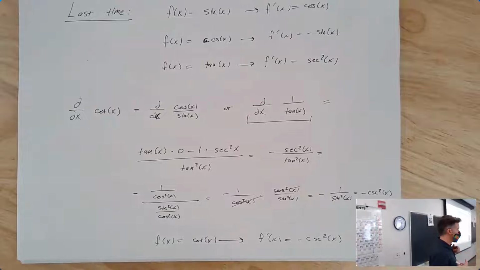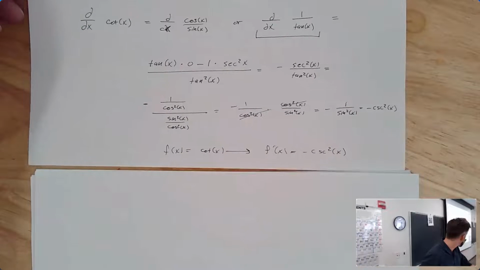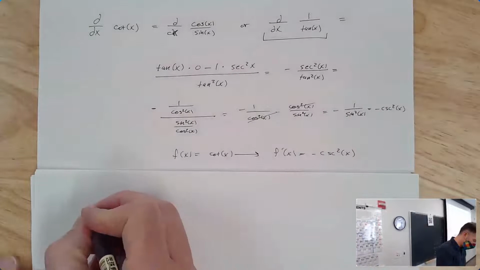We'll do the last two, and then we'll talk about a couple different ways to remember all 6 of these trigonometric derivatives. So let's do secant.